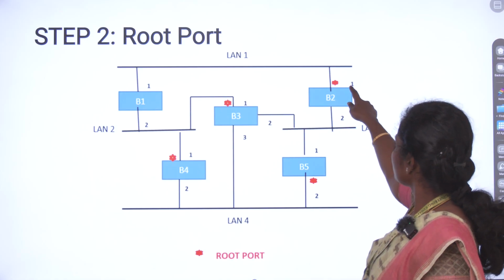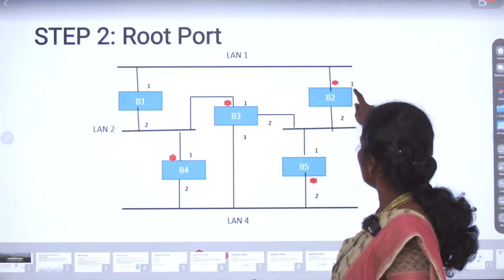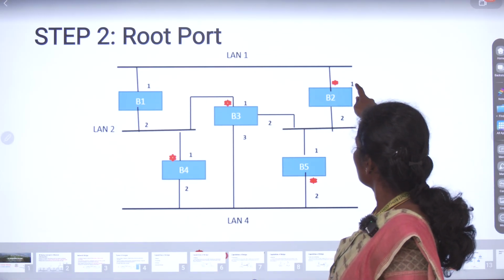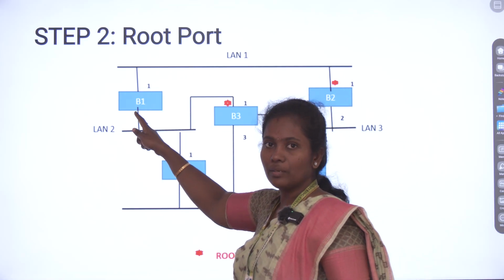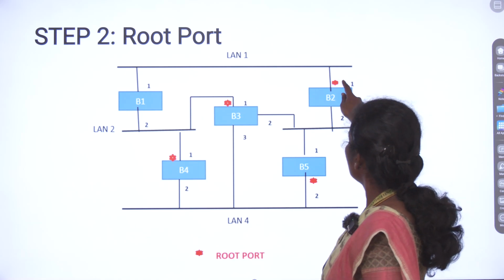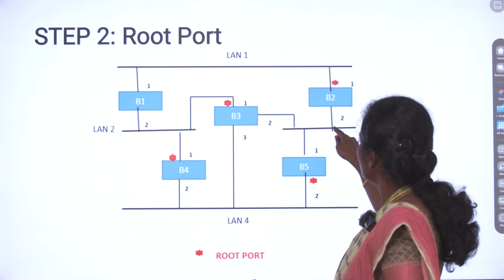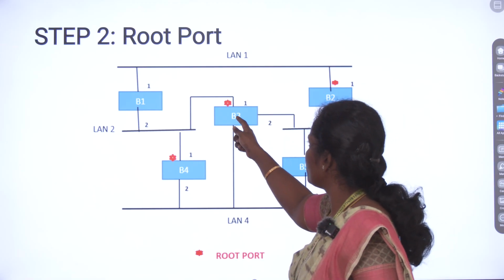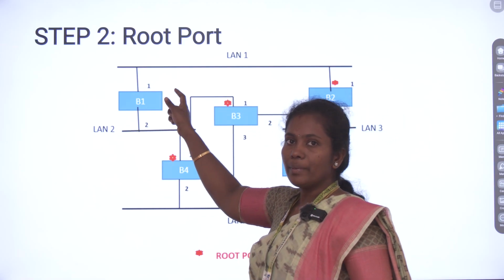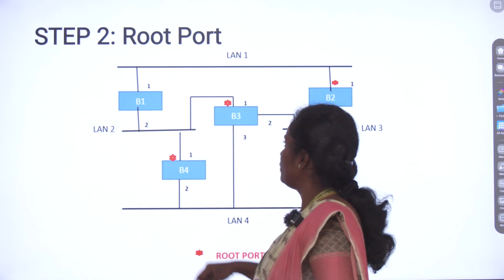In B2, we will calculate the root port. Here it has 2 ports, 1 and 2. Port 1 connects directly to B1, so we can take port 1 as the root port. If I take port 2, it will take 2 hops: it can reach B3, and from B3 it can reach B1. Based on the root bridge only can we calculate this.